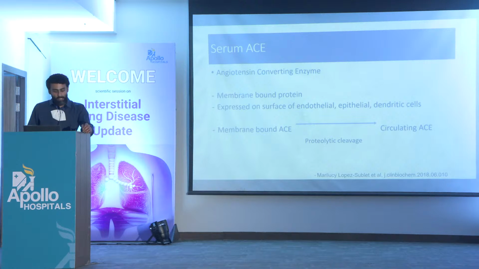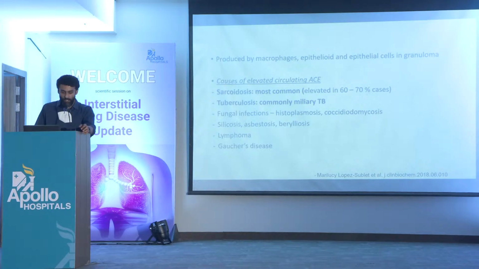What about serum ACE levels? ACE is an angiotensin converting enzyme. It is a membrane-bound protein which is expressed on the surface of endothelial, epithelial and dendritic cells. The membrane-bound ACE is converted to circulating ACE by proteolytic cleavage. And this is produced by your macrophages, epithelioid cells in granuloma.